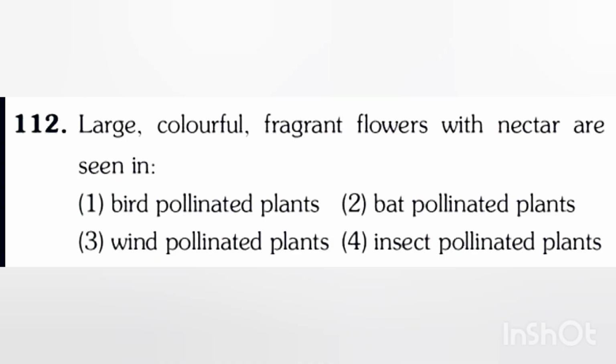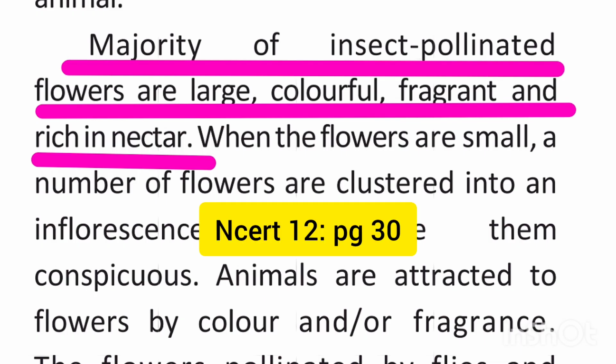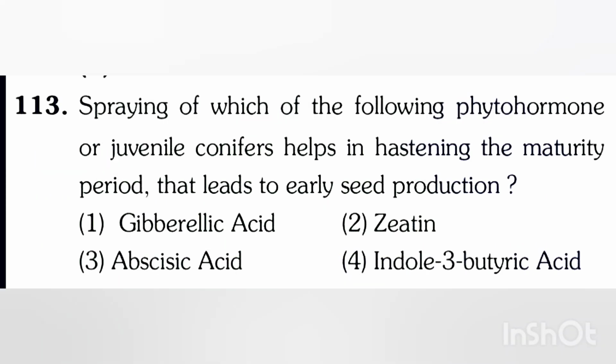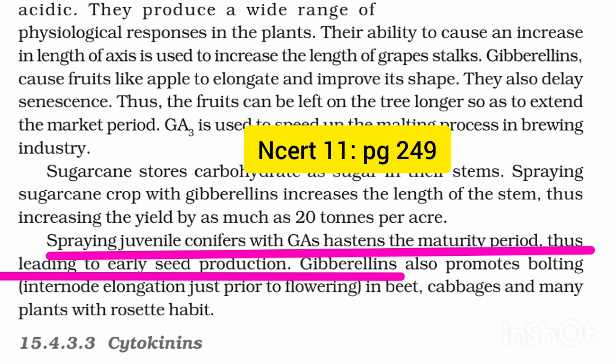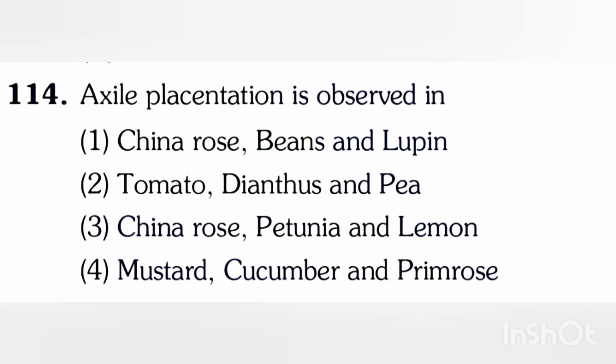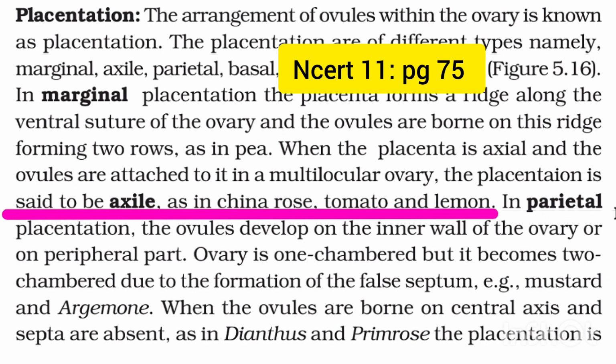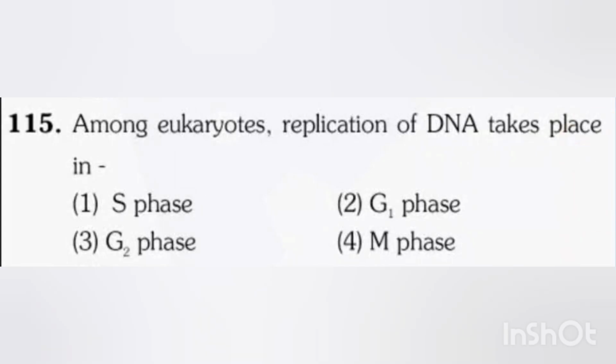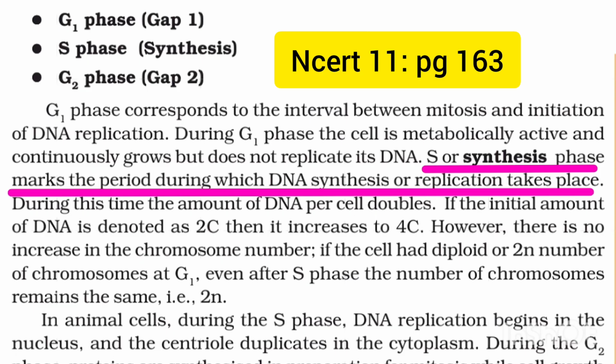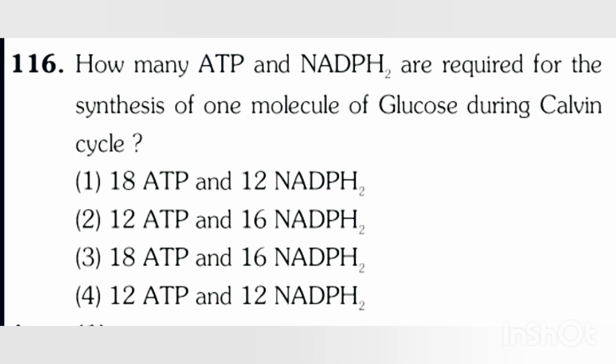Large, colorful, fragrant flowers with nectar are seen in insect-pollinated plants. Of which of the following phytohormones on juvenile conifers helps in hastening the maturity period that leads to early seed production? Gibberellic acid. Axial placentation is observed in China rose, petunia and lemon. Among eukaryotes, replication of DNA takes place in S phase. How many ATP and NADPH2 are required for the synthesis of one molecule of glucose during Calvin cycle? 18 ATP and 12 NADPH2.